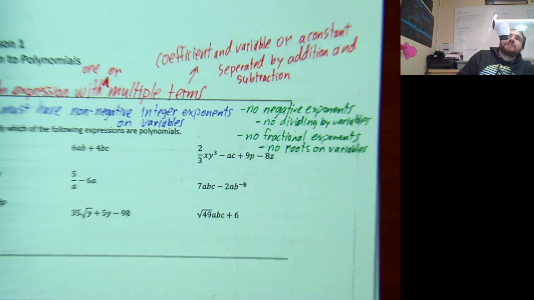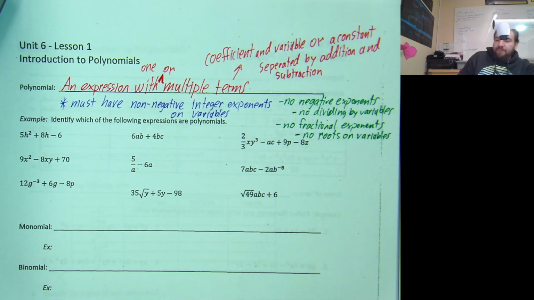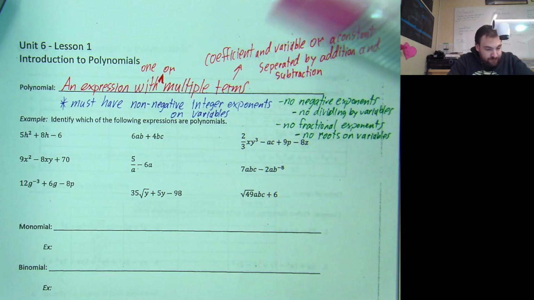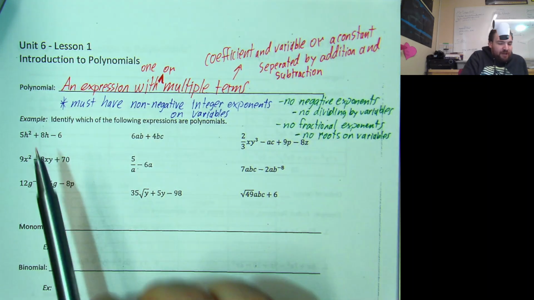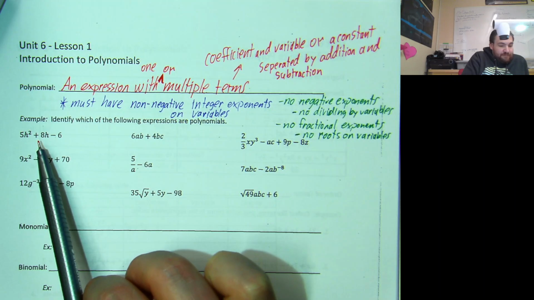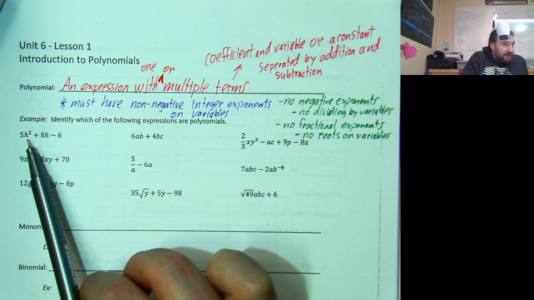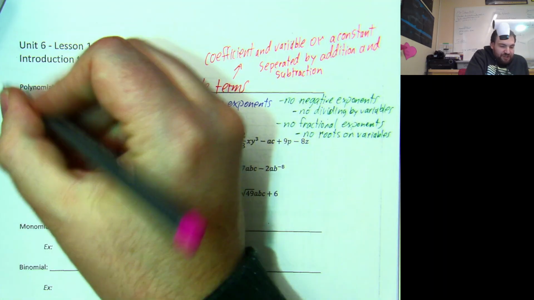So based on these restrictions, which of my expressions here are polynomials? Or even easier, which ones are not polynomials of these 9? Okay, let's just do this. Is this one a polynomial, yes or no? Yes. Why yes? Because all my exponents on the variables are positive, and I'm not dividing by any variables. Cool. So this one's good.